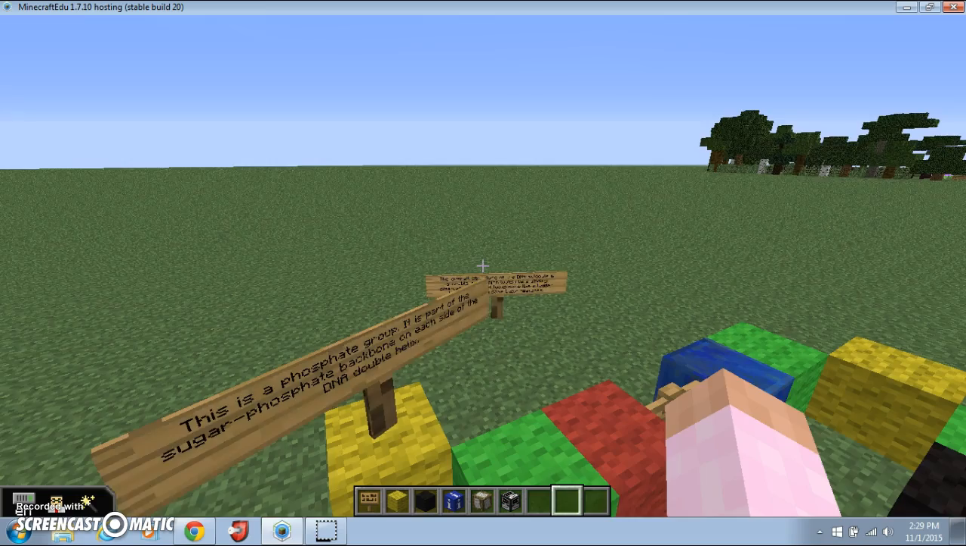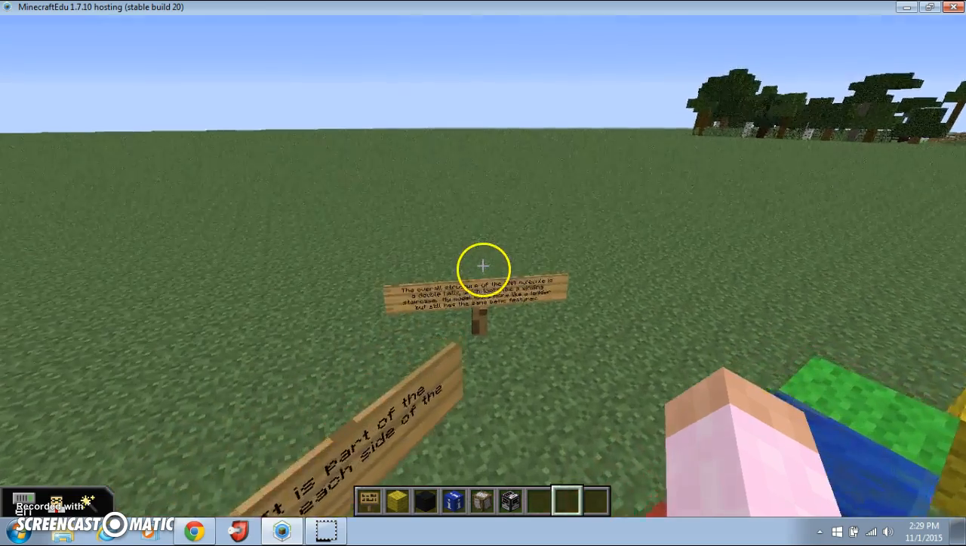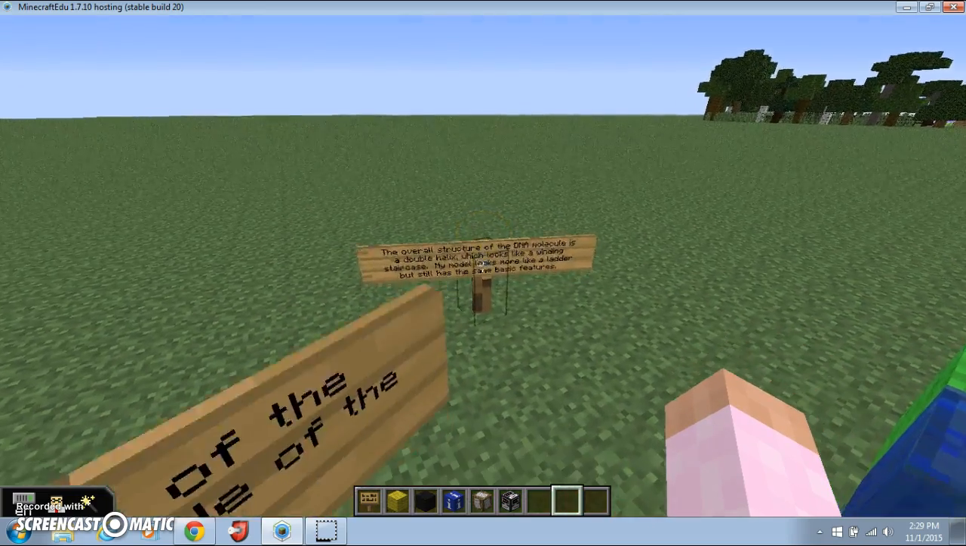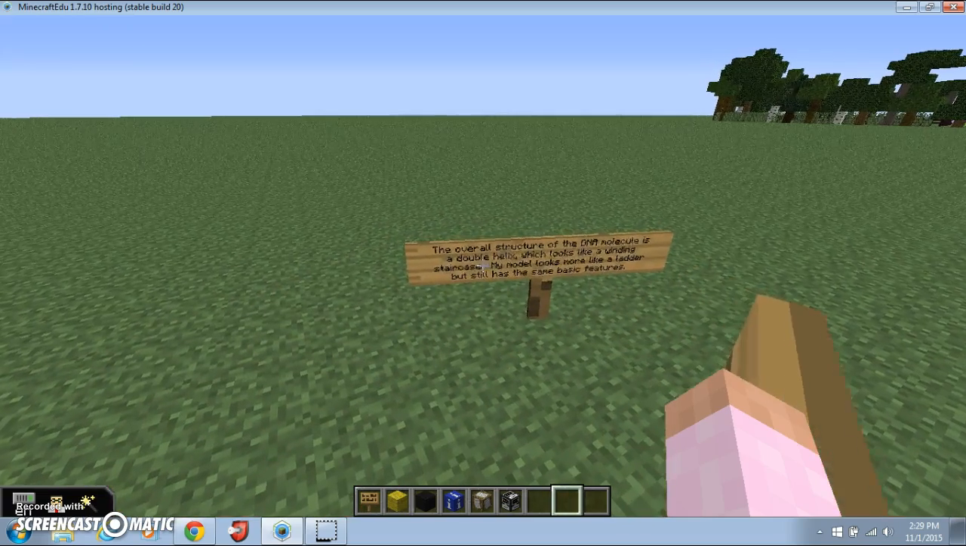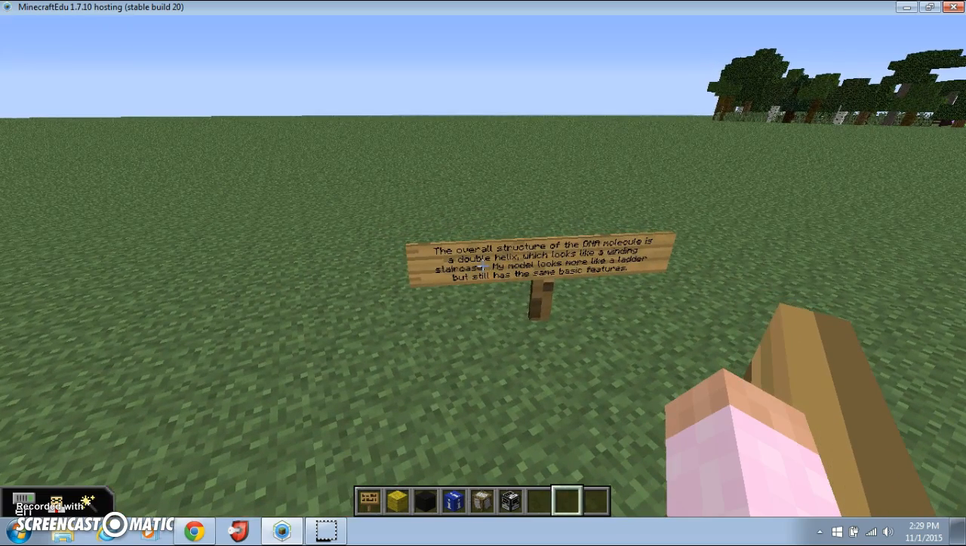Here is that sign that I was just describing. So it tells us that the overall structure of the DNA molecule is a double helix, and that normally looks like a winding staircase. My model does look a little bit more like a ladder because it's in 2 dimensions, but it still has some of the same basic features.